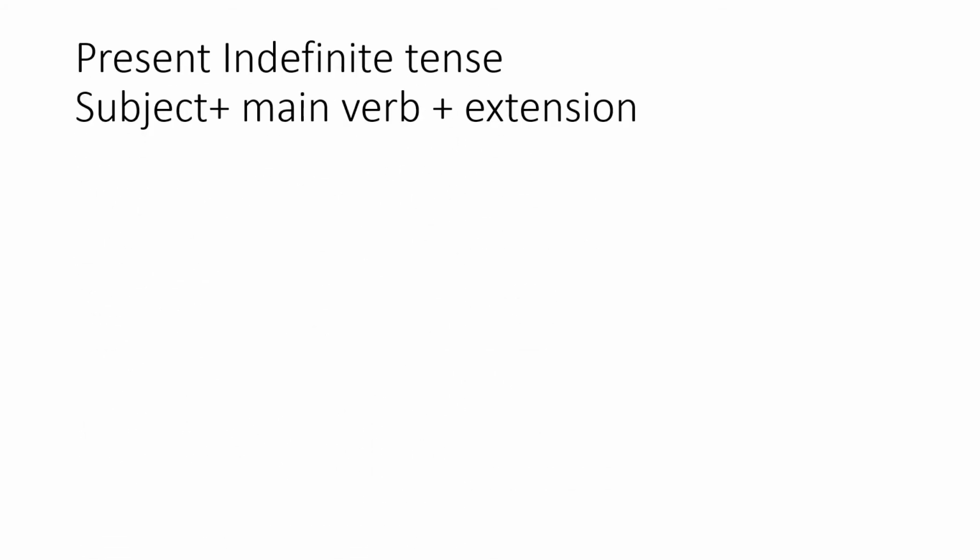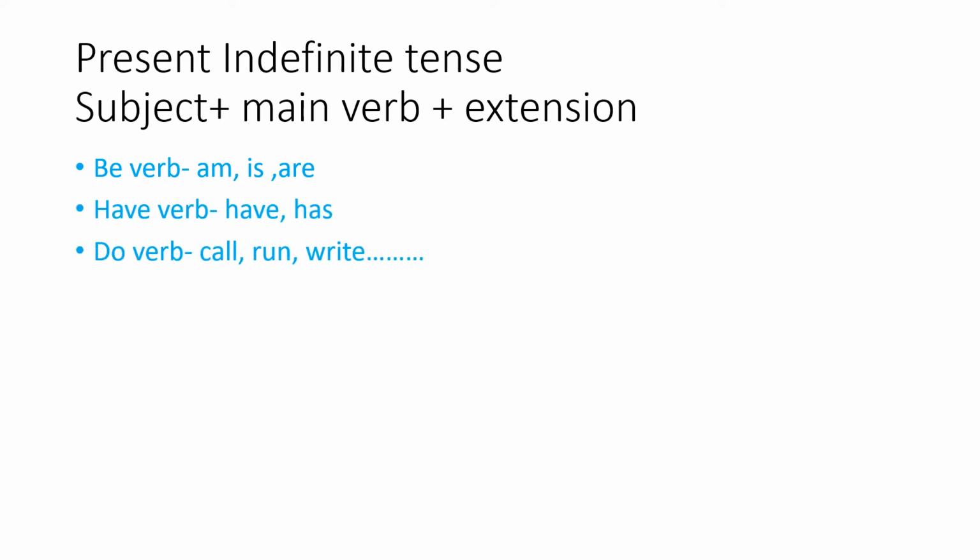So present indefinite tense. The structure is subject plus main verb plus extension. In every sentence, you have to follow the structure to write a sentence in present indefinite tense. Subject plus main verb plus extension. Look, I have said that in present indefinite tense, three different types of verbs come. Be verb, am is are, have verb, have has, and do verb, call, run, write, etc.